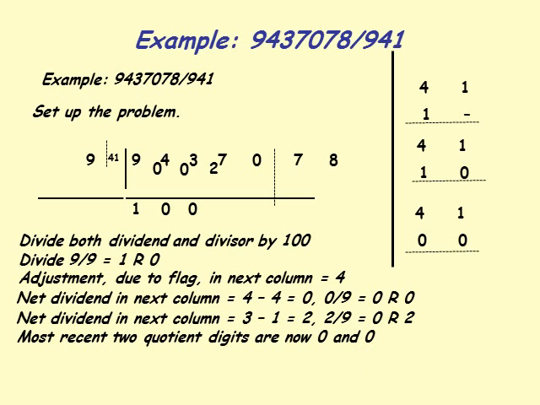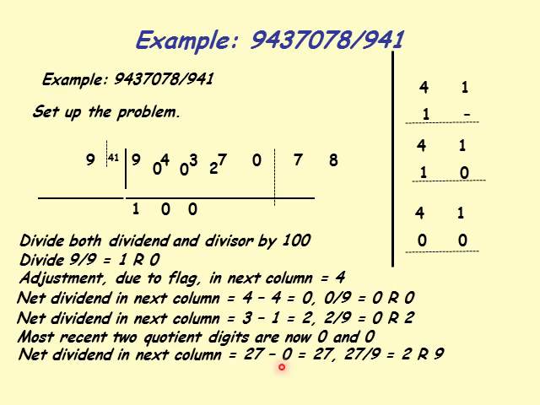For adjustment purposes, my flag digits are 4 and 1, and my most recent 2 quotient digits are 0 and 0. So the adjustment in the next column is 4 times 0 plus 1 times 0, which is 0. Let's continue here. In the next column we have net dividend 27 minus 0, which is 27. Then we divide 27 by 9, and I use the altered remainder, 2 remainder 9.